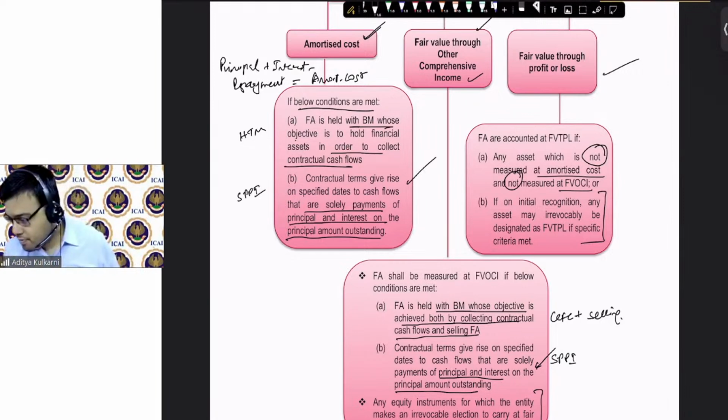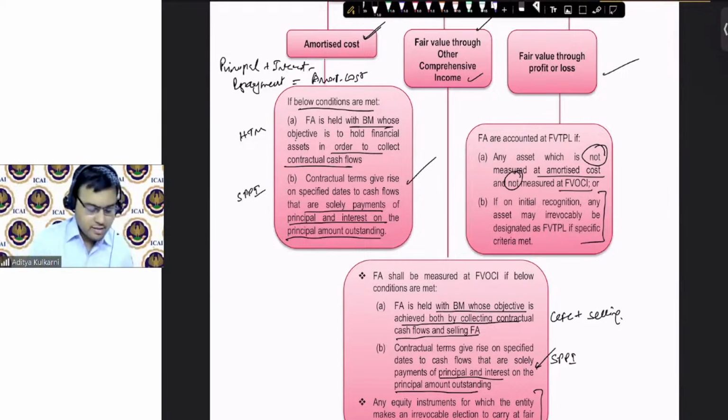All right. So with this, today's session we shall conclude here only, because the next part is fairly large, and if I start now, I'll not be able to even introduce it properly. So we shall pick up the accounting of these assets in the next class.